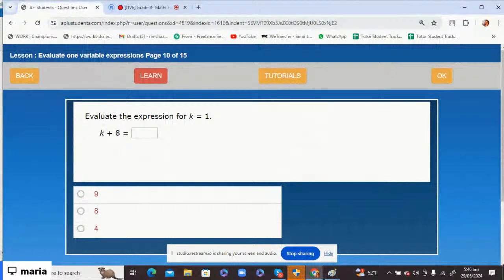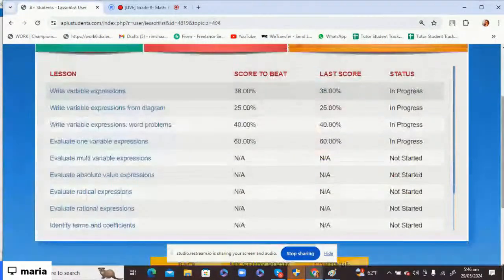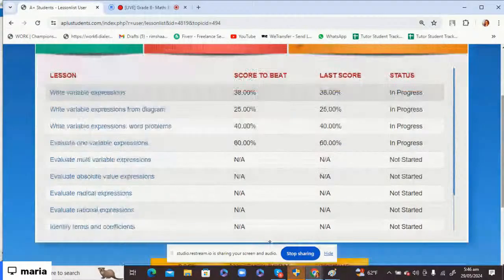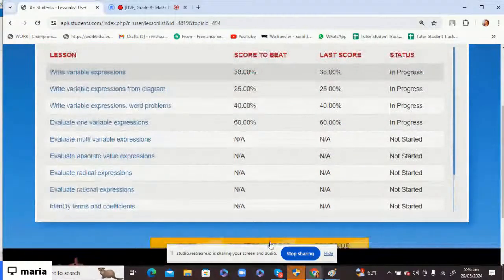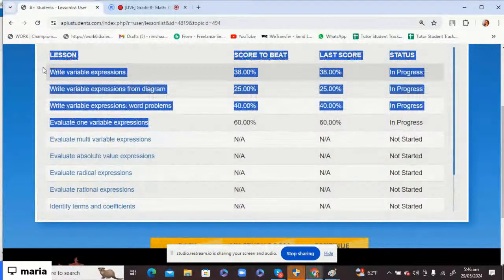Hope you guys understand this lesson as well. Mostly we have covered all the test questions as well. So today we discussed the chapter Expressions and Properties, grade 8 maths, and here we covered the first 4 lessons: write expressions, write variable expressions from the diagram, write variable expressions from word problems, and the fourth one, evaluate one variable expressions.